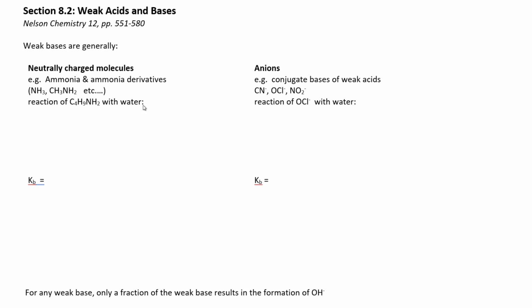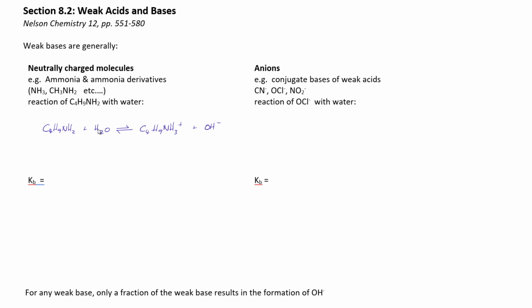If we look at the first one right here, the reaction of C4H9NH2 with water, we can see that that is a neutrally charged molecule. It's going to react with water, and in doing so, it's going to absorb a proton from water. So we get C4H9NH3 positive plus OH negative. And as we can see here, it's generating hydroxide, which makes it a base.